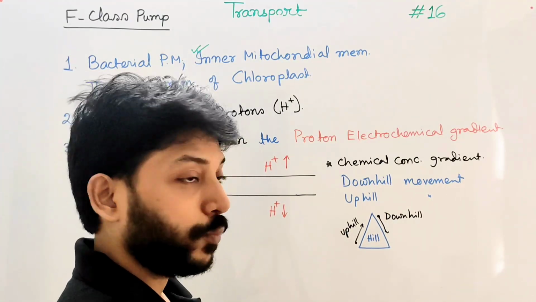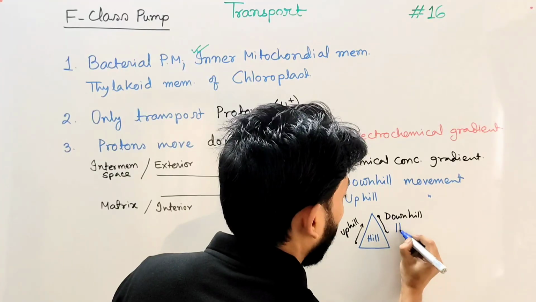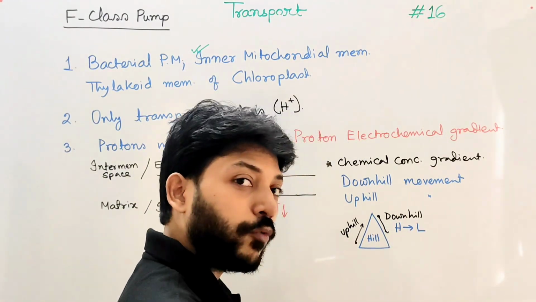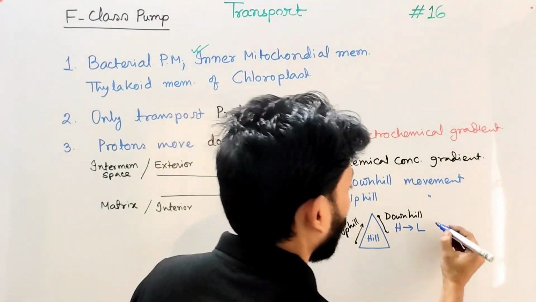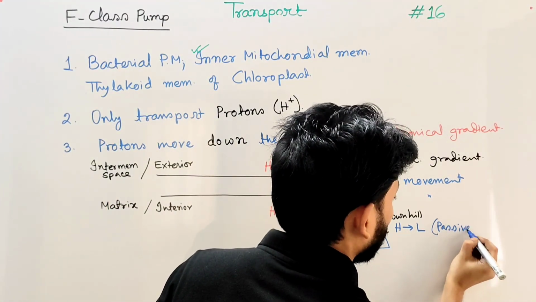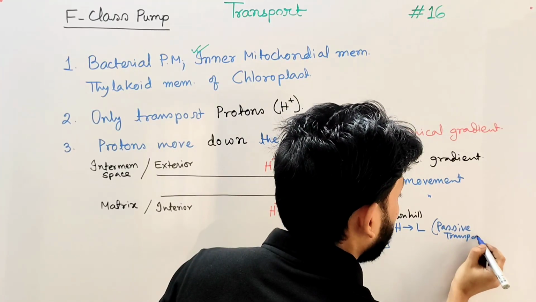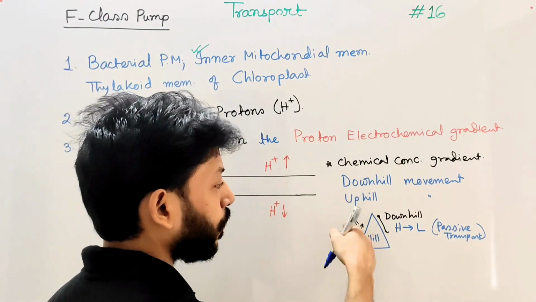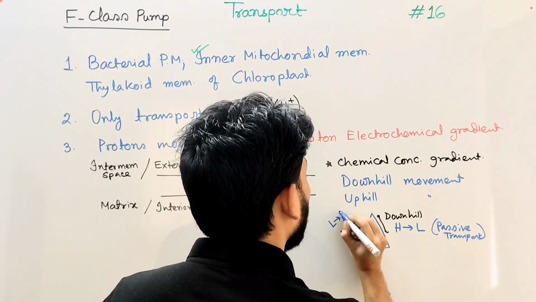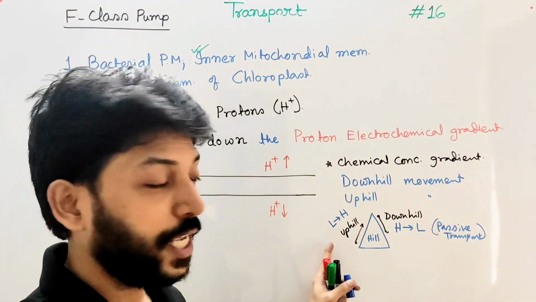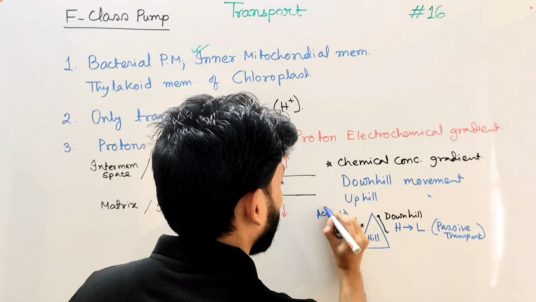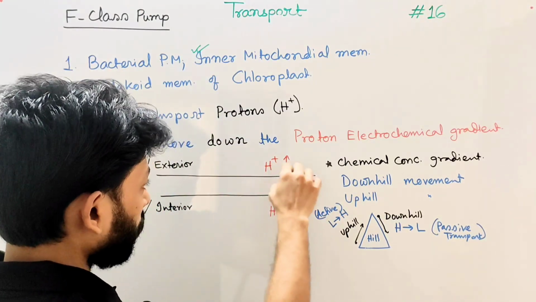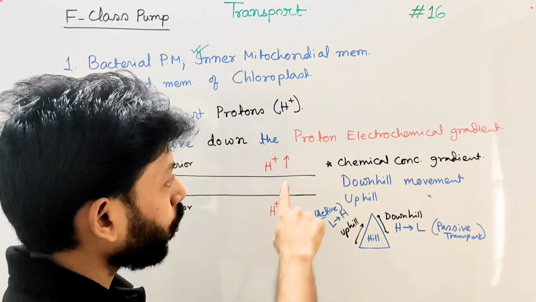The same is true for molecules or ions also. When molecules move from higher to lower concentration, we call it downhill movement. During this movement, no energy is required. That is why it is called passive transport. Not only that, during this transport, energy is actually released. In case of uphill movement, molecules or ions move from lower to higher concentration. That requires energy, and that's why it is called active transport. So here, what is happening in case of this proton electrochemical gradient?